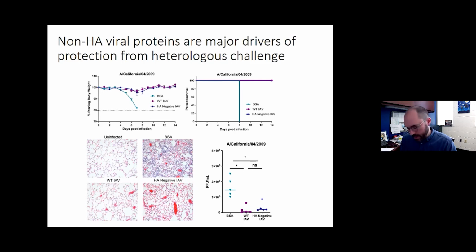And then if you look at the viral titer, which is on the bottom right, now we've lost this effect in differential suppression of virus. And this makes sense because the hemagglutinin is highly divergent between PR8 and CAL09. So it makes sense that the antibody responses to the hemagglutinin are going to play less of an important role here. But I think the important takeaway is that the other components of the virion itself, which are more conserved than the surface glycoproteins, are sufficient to protect from disease, even with challenge from this highly divergent strain. Next slide, please.